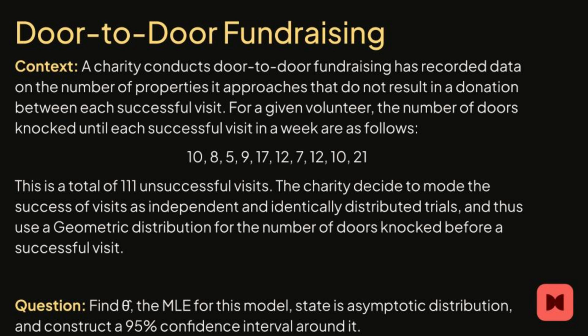That's a total of 111 unsuccessful visits. The charity assumes that each attempt is independent and identically distributed, and models the data using a geometric distribution. The task is to estimate the probability of success, which we'll call p, using maximum likelihood. Then we'll calculate the asymptotic distribution and construct a 95% confidence interval.